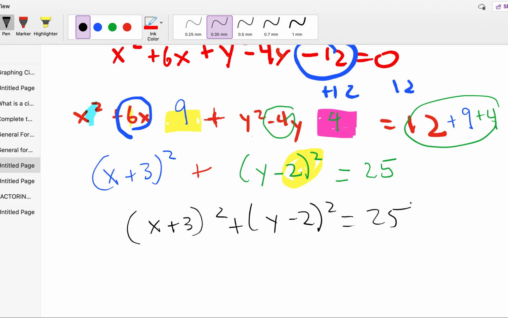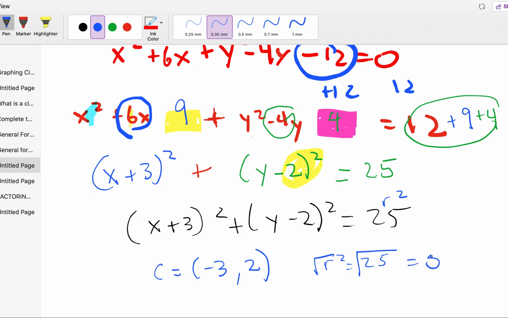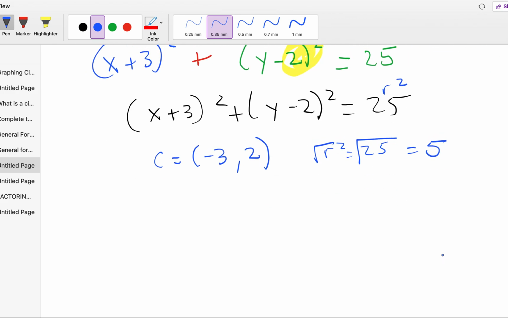Taking a look at that, what we have is the standard equation of a circle. And the standard equation of a circle is going to find the center at the opposite of the x for the x value, so negative 3, the opposite sign. For the y value, the opposite sign of negative 2. And the radius squared is 25. So if the radius squared is 25, the radius is the square root of that, or 5. We can now graph that.